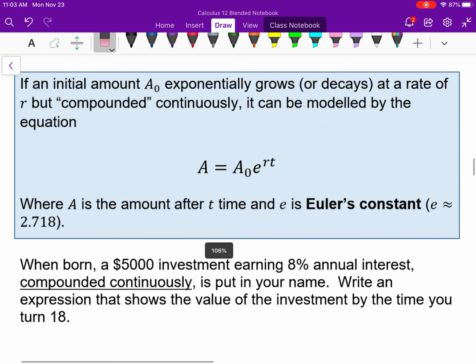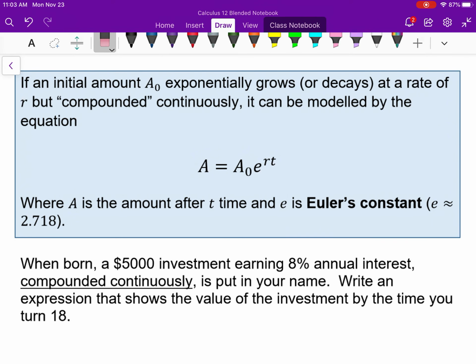And so we call this continuous growth or continuous decay. If I have something that's growing continuously, and thinking back to money, that means it's compounding an infinitely many number of times, then this equation here can model it. So what do we have here? Well, A naught is the initial amount. It could be money. It could be, again, anything that we're choosing to model this way. R is the rate of growth or decay. And T is the time frame, where the units of time depend on the rate.